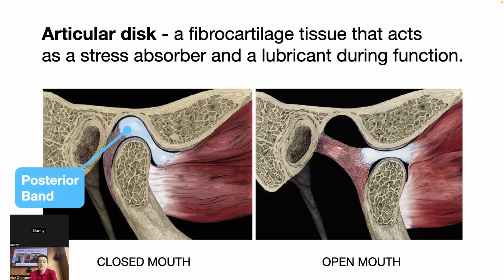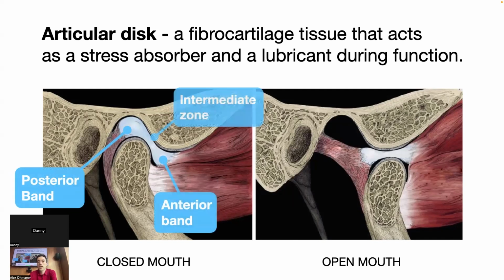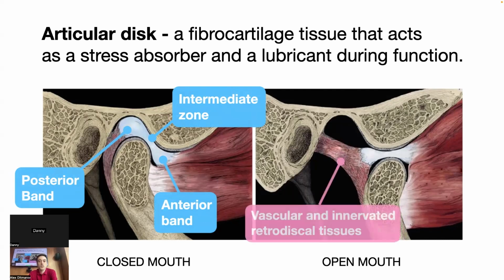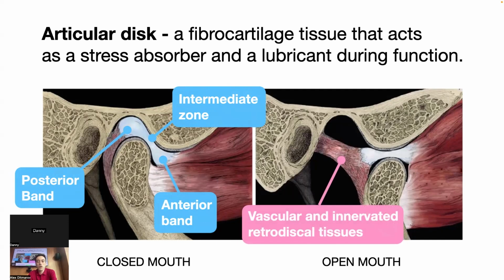The articular disc has several parts. It has a posterior band, an anterior band, and an intermediate zone, right? And an important structure when we're talking about the disc, and about TMD actually, is this structure. What is it? It's the retrodiscal tissues, right? And we know that they are highly vascularized and highly innervated. This is important. Okay, so that's the disc.